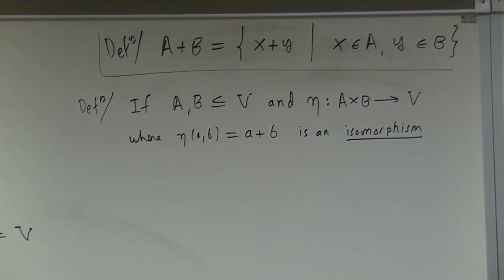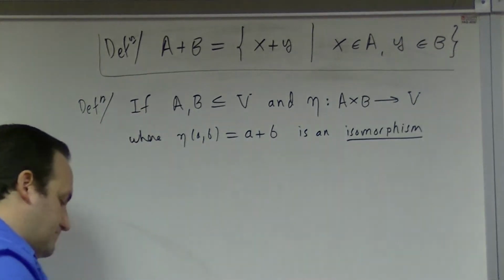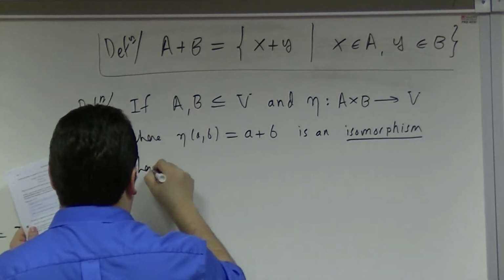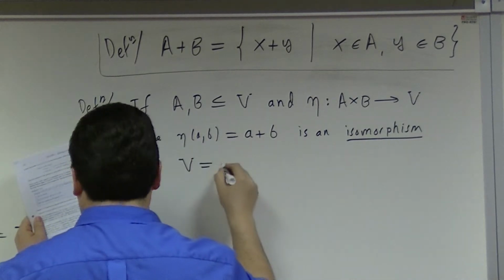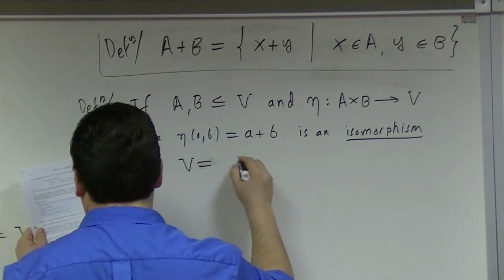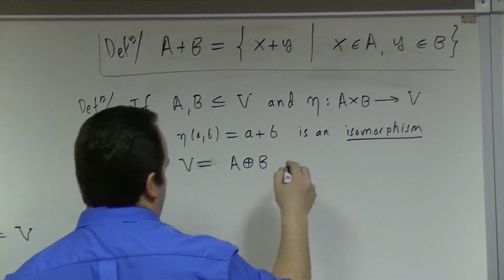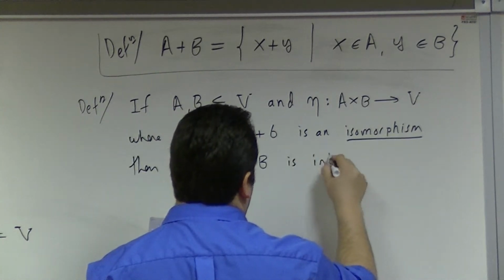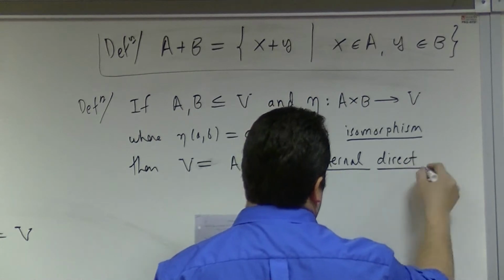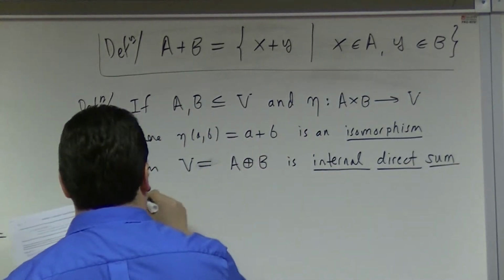Okay, anyway, so if this eta is an isomorphism, then we say V is said to be the direct sum, internal direct sum. I write V is equal to A plus circle B. V equals A plus circle B is the internal direct sum of A and B.